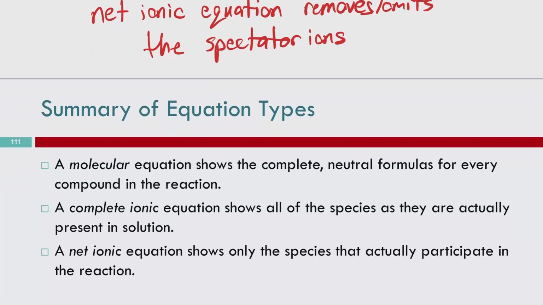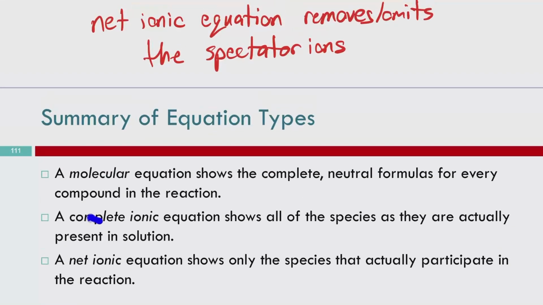So our summary of our equation types. The molecular equation, that's what we've been doing, shows our complete and neutral formulas. Our complete ionic equation, emphasis on the ionic part, shows all of the species, all of the chemicals as they actually are present in the solution. So this separates AQ species chemicals into ions.